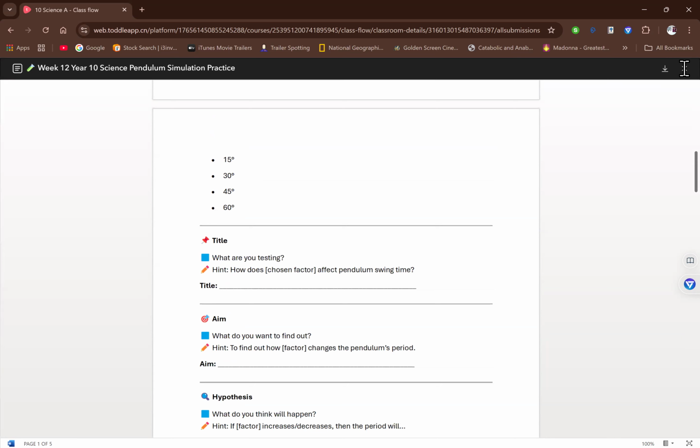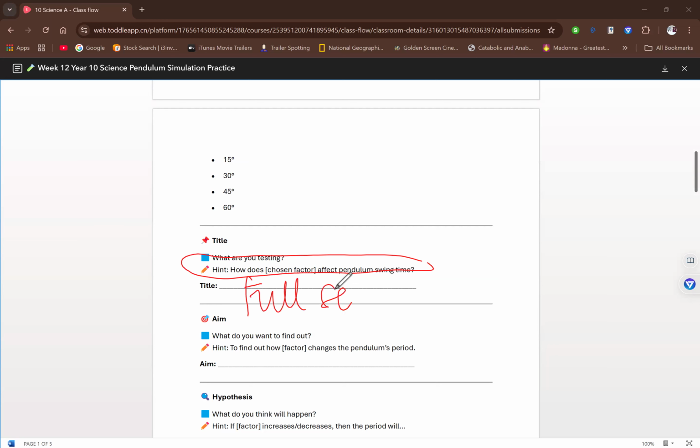And then, what does it mean by title? What do you need to write for the title? This particular one is actually a hint, to tell you what you need to write: what you want to test, what you want to change. So I want to change the length: how does changing the length of the pendulum affect pendulum swing time? It has to be written in full sentences.